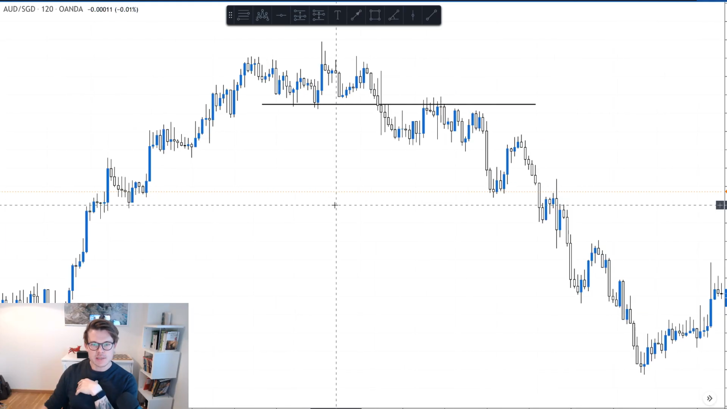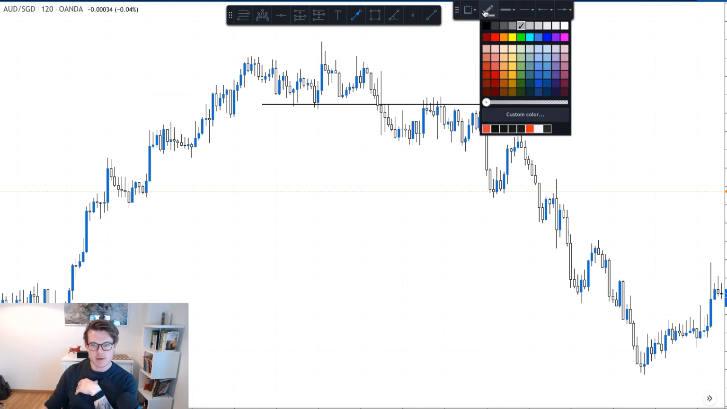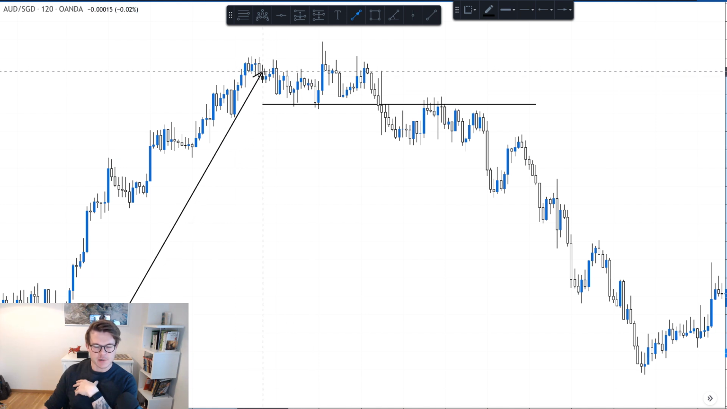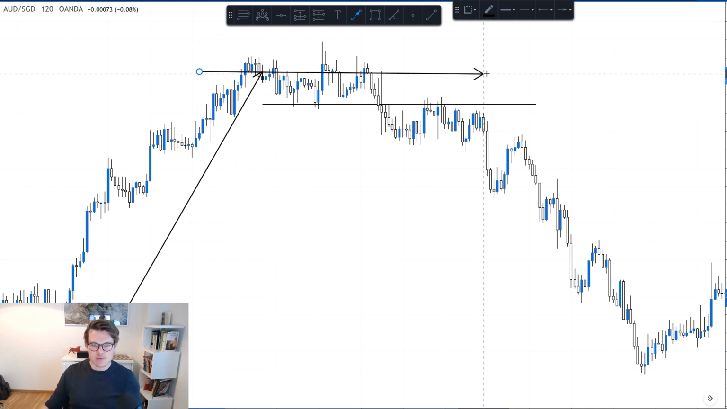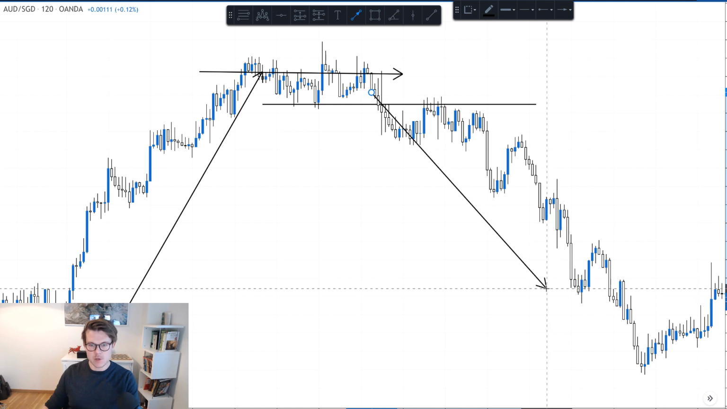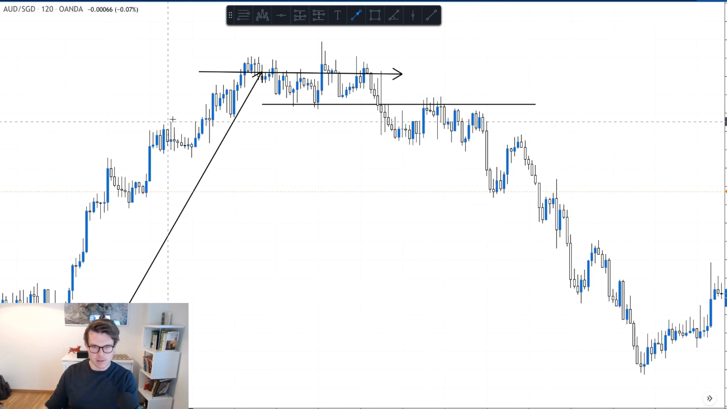And the first one is what I call a breakout pullback. What does this mean? Let me change the color. So you can see here the market was in an uptrend, obviously on the left hand side. Then you have a consolidation pattern. And after the consolidation pattern, what you do is you just wait for a breakout out of the consolidation pattern.